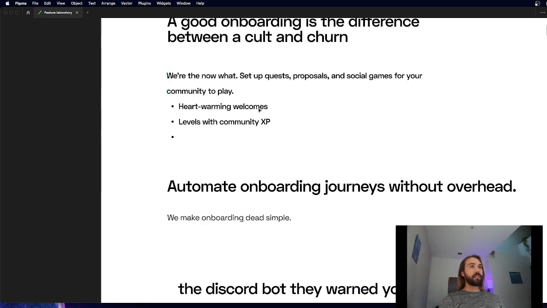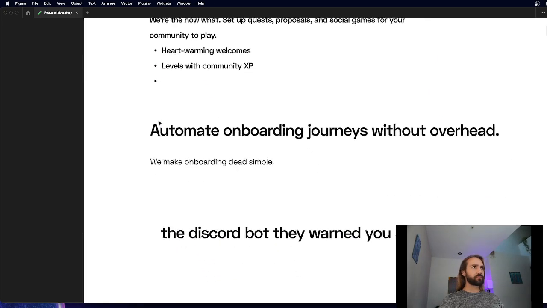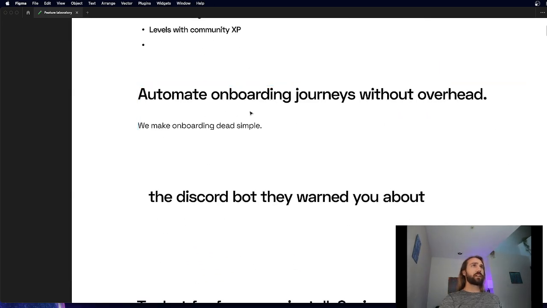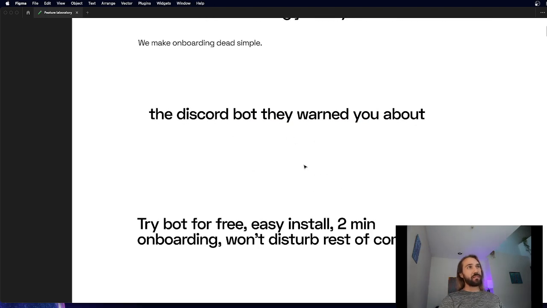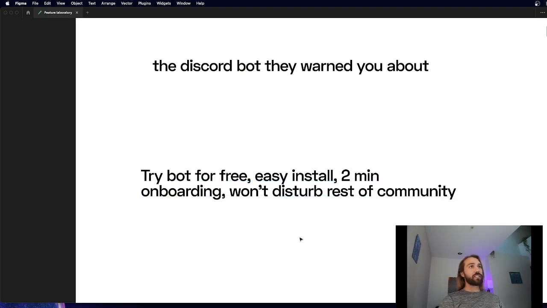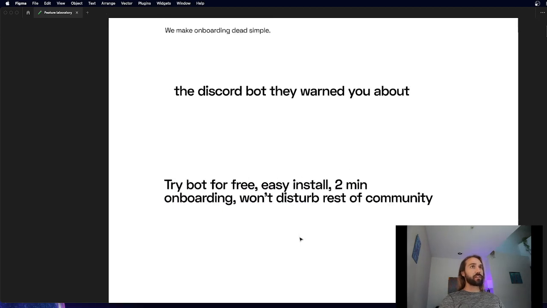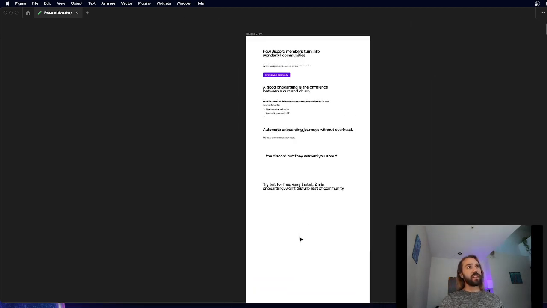I'm going to talk more about the value adds here. I do a whole other video on how to uncover your value adds, how to make onboarding journeys without the overhead. Nice thing here, the Discord bot they warned you about. We could do some fun animation thing here. Try for free, easy install, 2 minutes onboarding. Won't disturb the rest of your community. That's the biggest thing too.